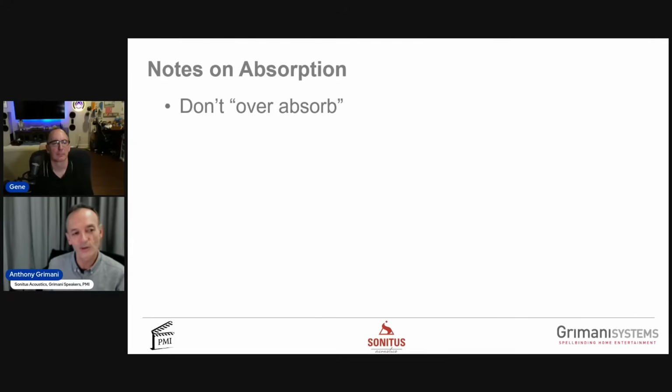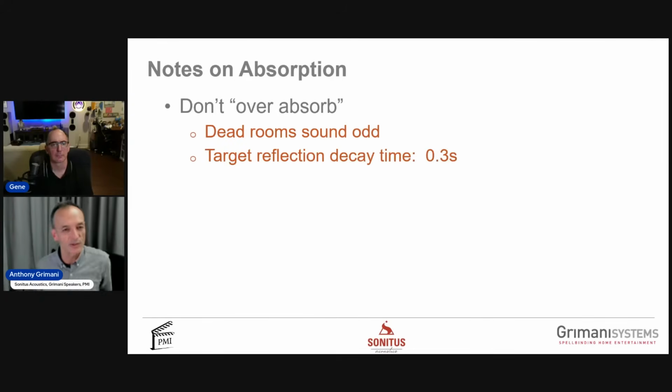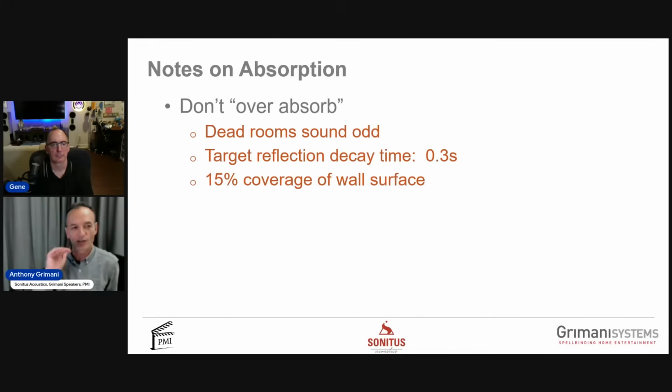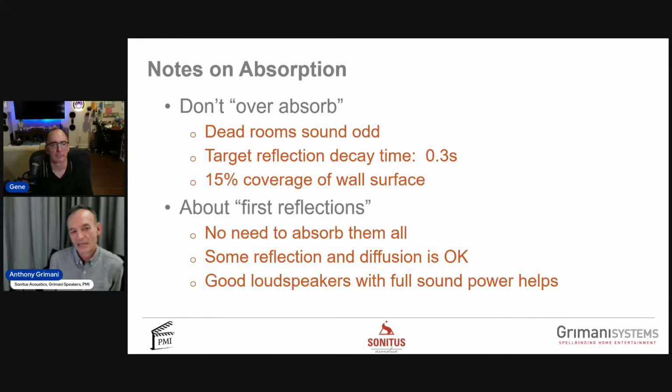Again, on absorbers, don't overabsorb. 15 to 20% maximum, because dead rooms just sound bad. You want to get to that target reflection decay time. I've done about 1,200 rooms now in the last 30 to 40 years, and that's been the target, and it always sounds great with that.